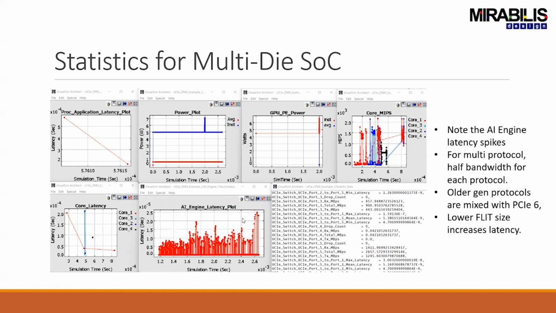Now, in this case, if you remember, we are mixing older gen PCIe versus PCIe 6.0. The flit size, because of that, is going to be lower. You're not going to get the maximum flit size, which means decreased efficiency and increased latency. So you can start seeing what the overall latency considerations are across different ports of my architecture. These are all standard statistics that are provided as part of the modeling environment, as part of the libraries that you get from VisualSim Architect.